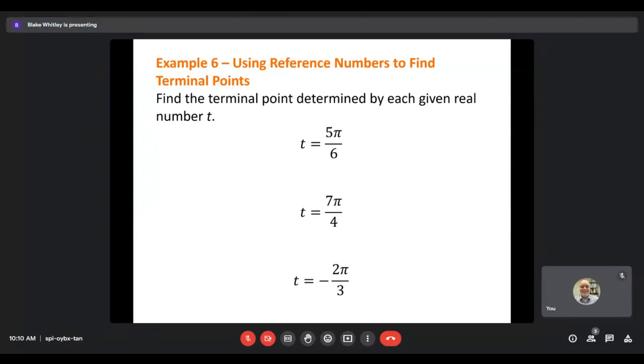All right, so here we go. We want to find the terminal point determined by each of these real numbers. So we're going to start with pi/6. Now, we just did these specific values, finding their reference numbers. So I already know that my reference number for this one was pi/6. We just found that on the previous example. So what I need to think about now is, what is the ordered pair at pi/6?